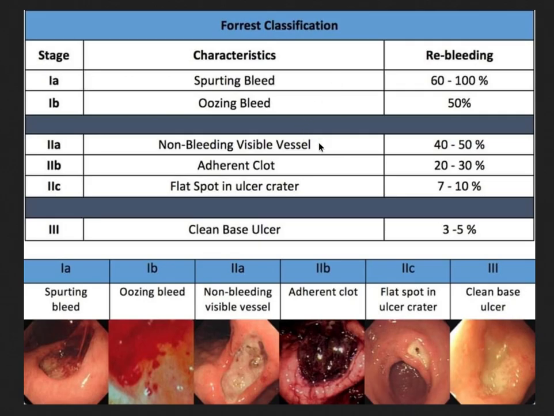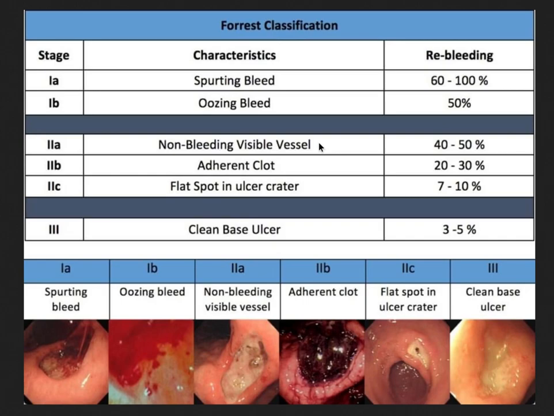Moving down to 2A, this is a non-bleeding visible vessel. So this is essentially high risk stigmata without active bleeding. In 2A, there's a visible vessel in the ulcer base, but there's no active bleeding. The idea here is that it's poised to erupt, or it could very easily start bleeding. So they say the rebleeding risk is around 40 to 50%.